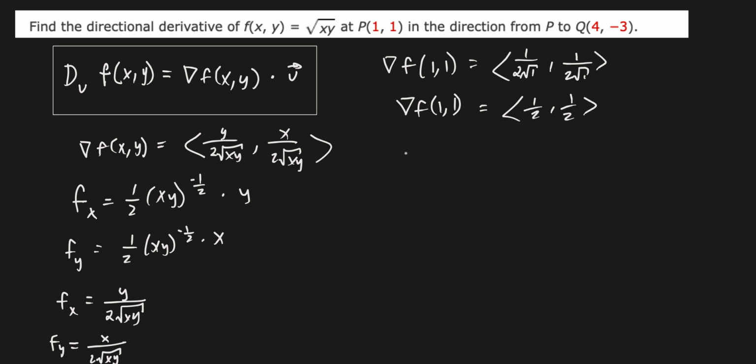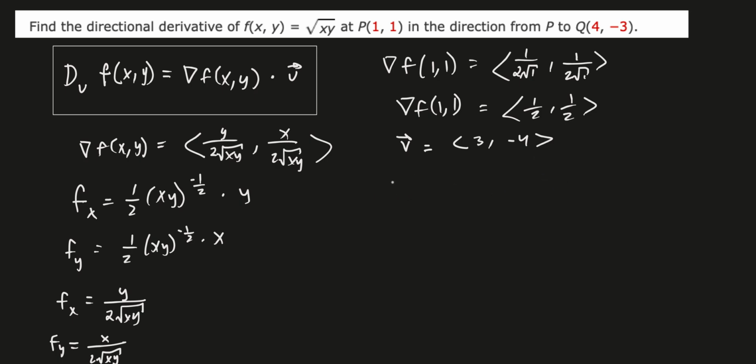Okay, now let's find the vector u. First of all, let's find the vector v that goes through those 2 points. So point p, which is 1, 1, and point q, which is 4, negative 3. This is very easy. First let's do the x component. So it's going to be 4 minus 1, which is 3, and negative 3 minus 1, which is negative 4. That gives you the vector v. It's very simple.